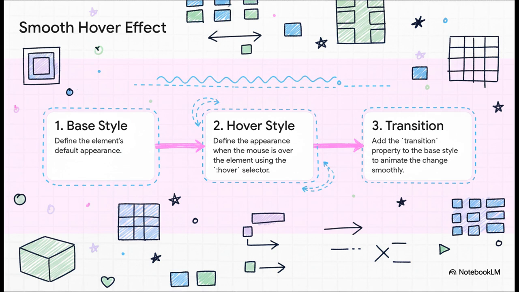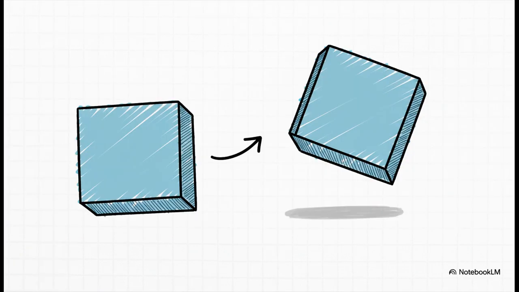But the magic ingredient is the transition property. You add that to the base style, and it tells the browser to animate the change smoothly over a set amount of time. This creates a really fluid interaction instead of a jarring instant change. And to make elements feel like they're literally lifting off the page, we can use the box shadow property. You can apply a subtle shadow all the time, or you can have it just appear on hover. It's a super simple way to add a sense of dimension and physicality to your design.